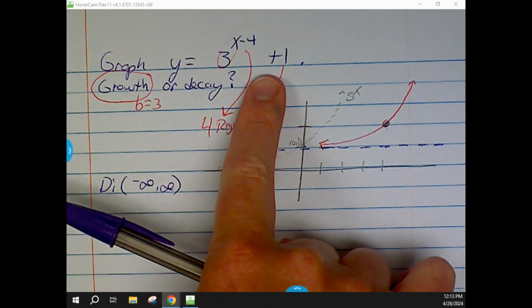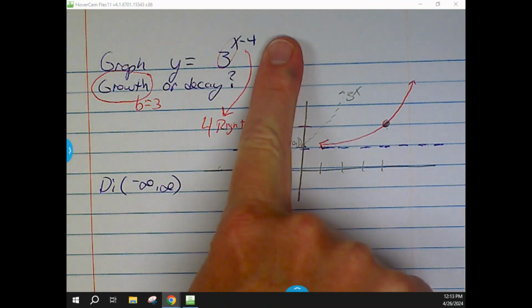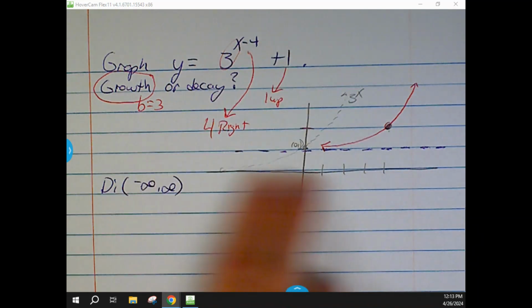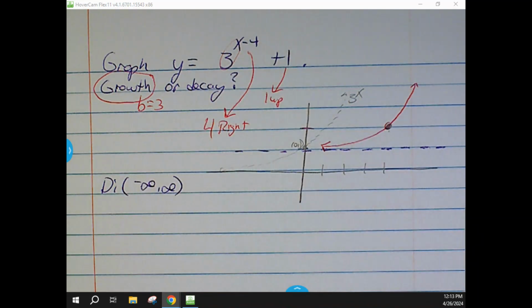Only if you've got a number on the outside. If this had been just 3 to the x minus 4, we would have scooted over 4 and it would not have moved up or down. It would just stay right on top of the 0.